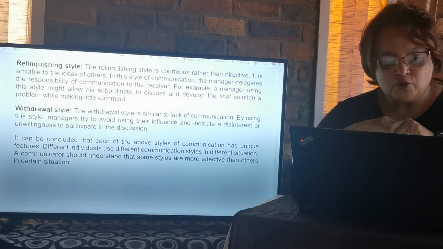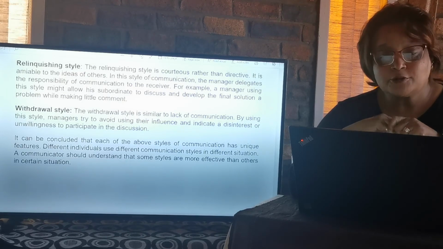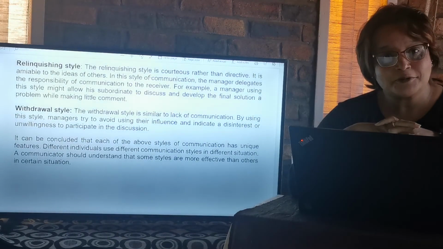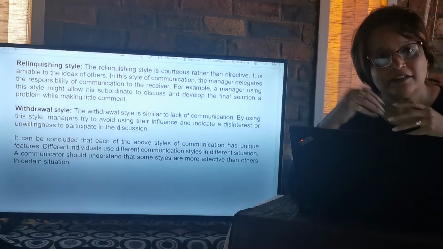For example, a manager using the style might allow his subordinate to discuss and develop the final solution. So you are entrusting your teamwork.